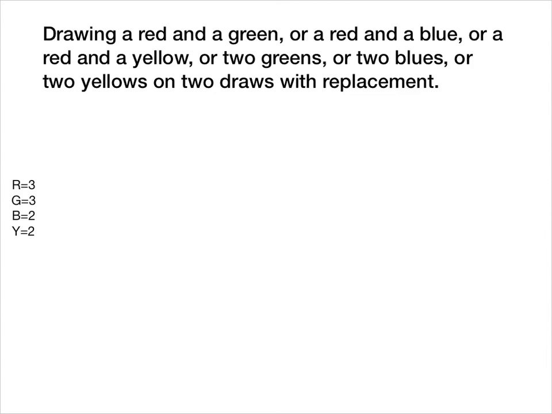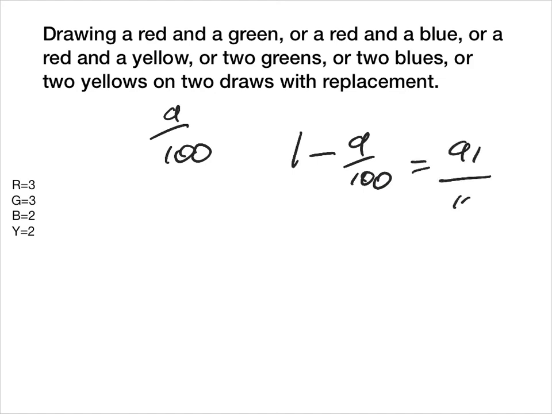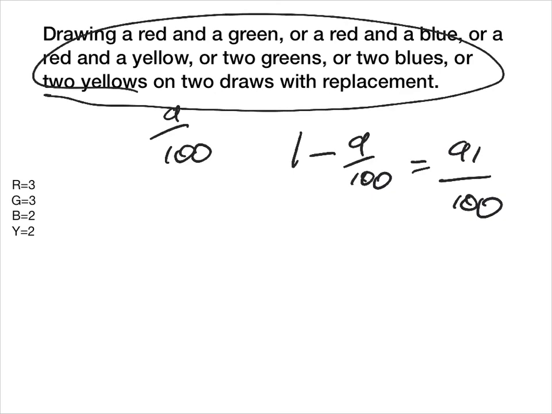Well, that includes every combination of a 2-ball draw except for 2 red balls. And we already know the probability of getting 2 red balls with replacement, because that was the first problem that we worked. And that was 9 over 100. So the probability of that not happening is 1 minus 9 over 100, which equals 91 over 100, which is just the probability of all of this stuff. Okay, that's the last one.